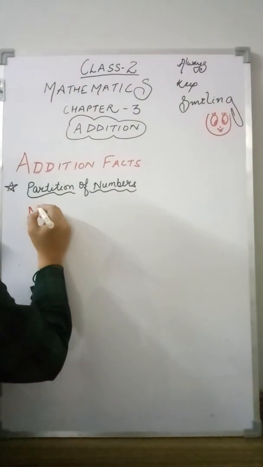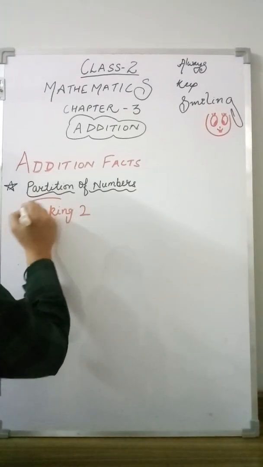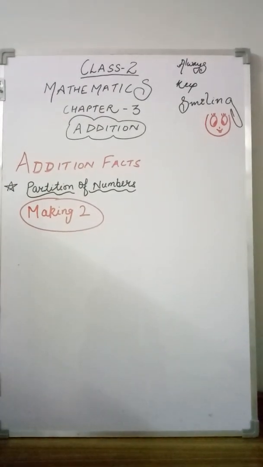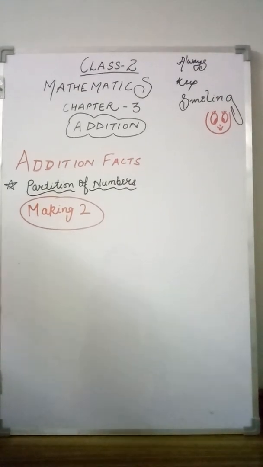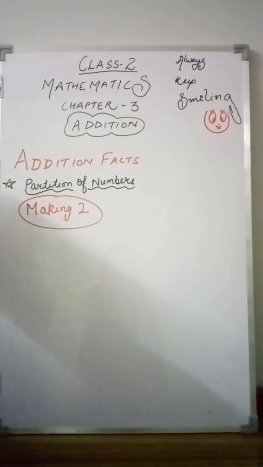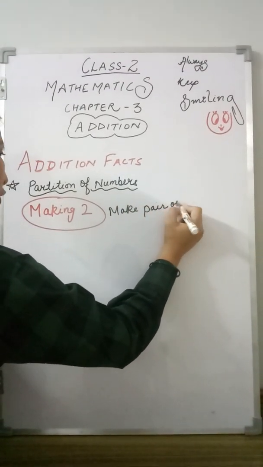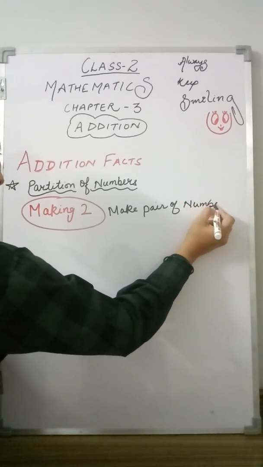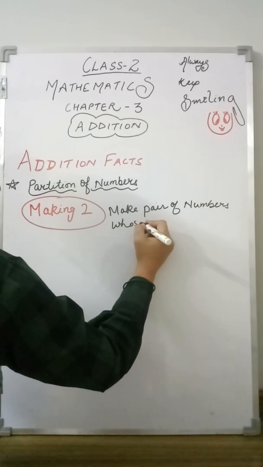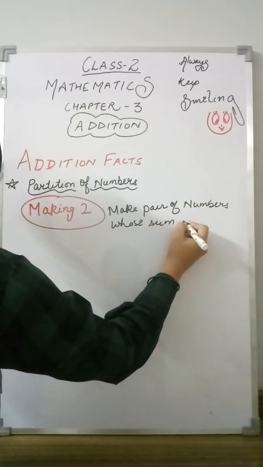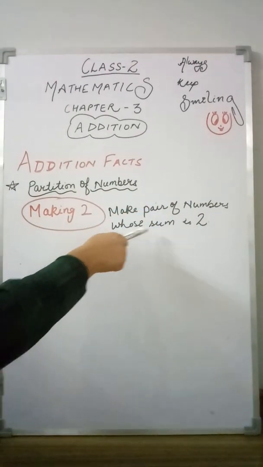Let's suppose I'll take making 2. So making 2, we have to choose any two numbers and the sum of those two numbers should be 2. So here making pairs means make pair of numbers whose sum is 2. Making 2 means make pair of numbers whose sum is 2.